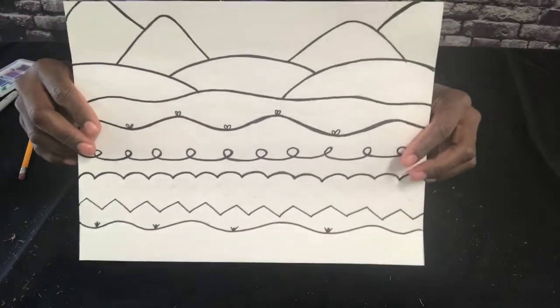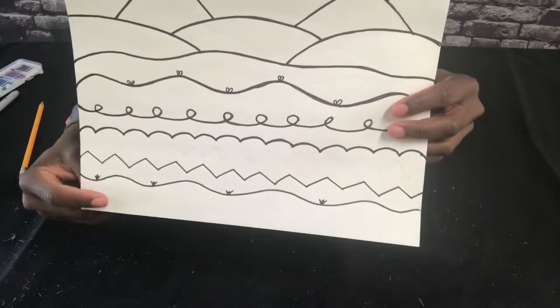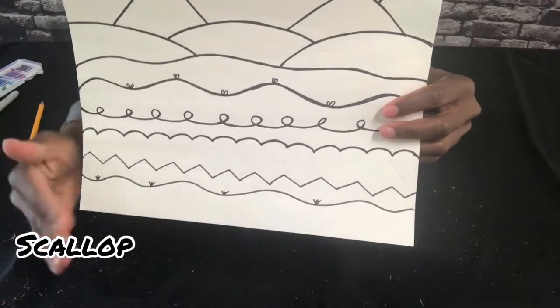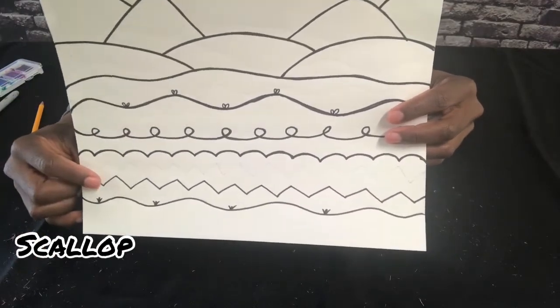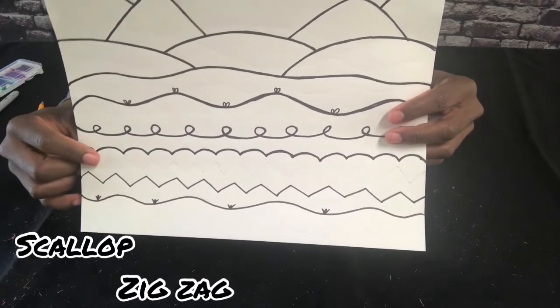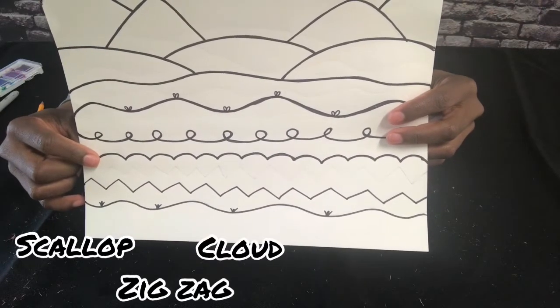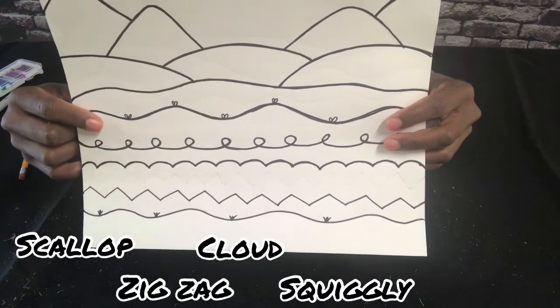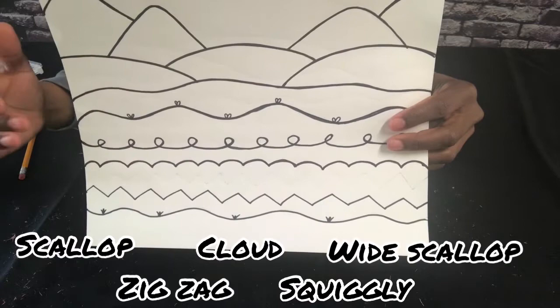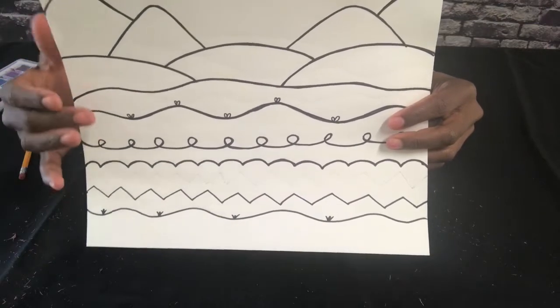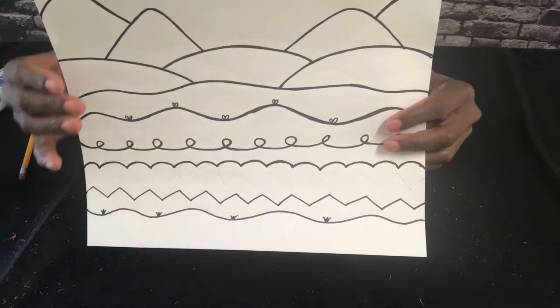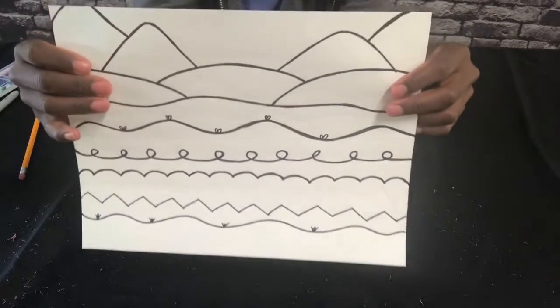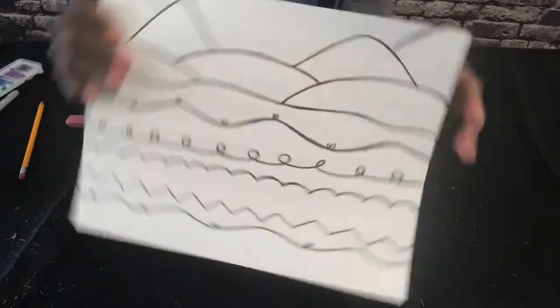Okay, so let's go over our lines really quickly. So my first line is the scallop, and then we have the zigzag, and then we have the cloud line, and then we have our squiggly, and then we have more of our let out scallop, because it's still a scallop line, it's just a little wider, and then we have our natural hills. Okay, all right, let's paint.